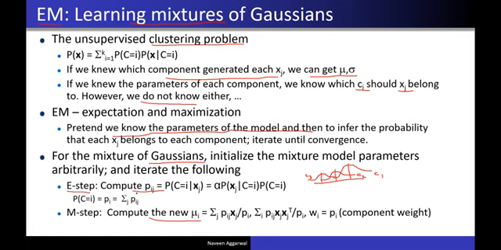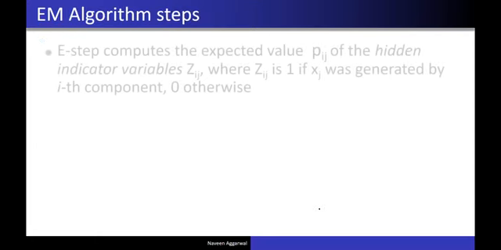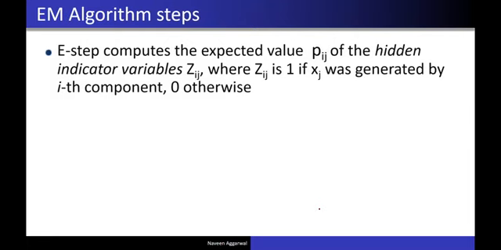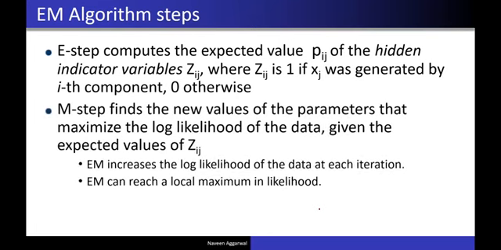So the E step is similar. We normally do it by calculating probability by maximizing a likelihood. And the M step is then again readjusting your model by calculating new mu values and sigma values. So the E step computes the expected value of the hidden indicator just by comparing, and the M step finds a new value of the parameter that maximizes the log likelihood. So EM increases the log likelihood of data at each iteration.